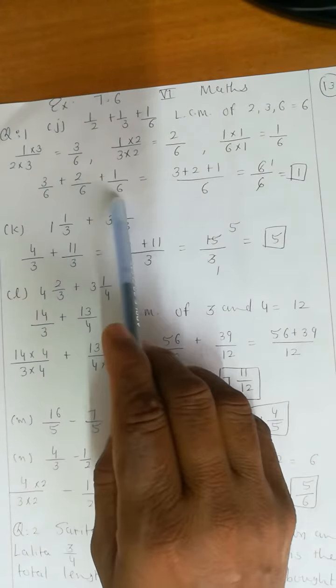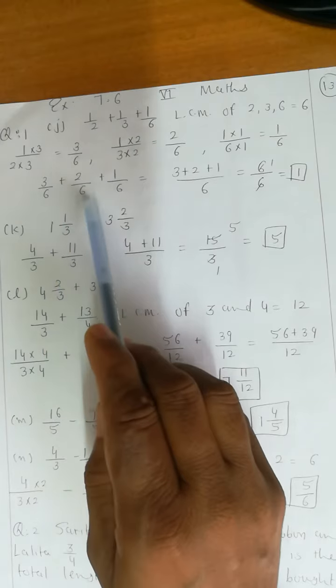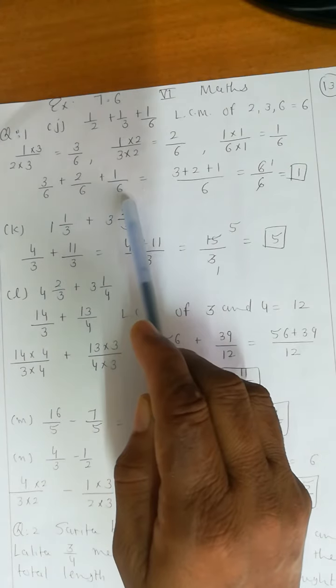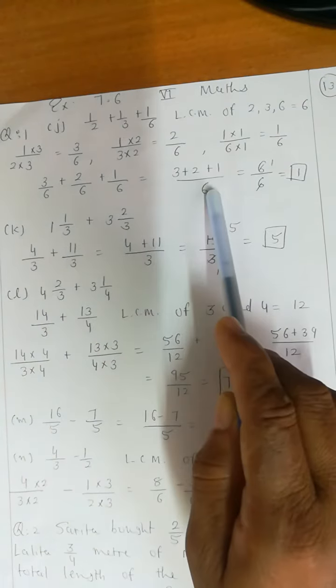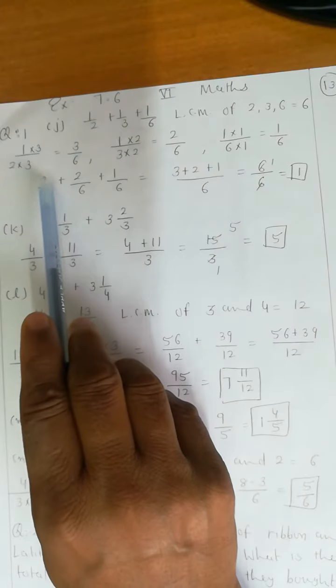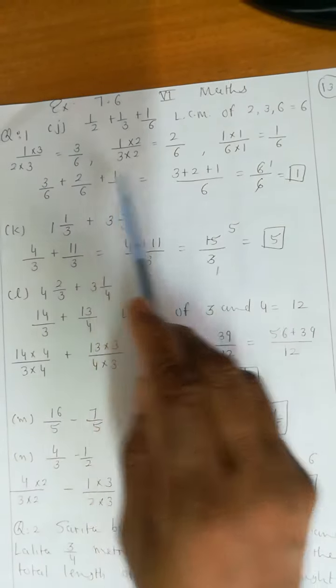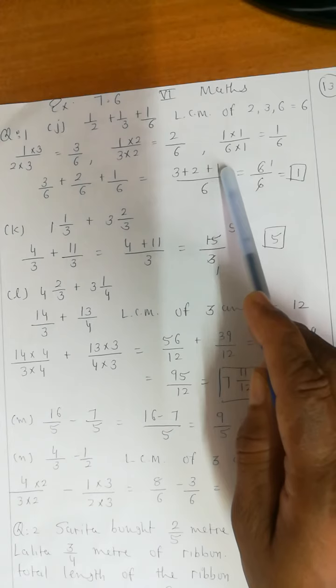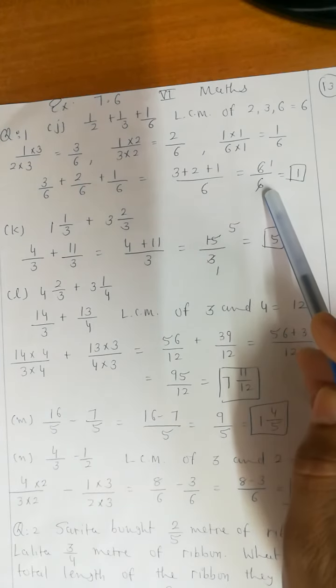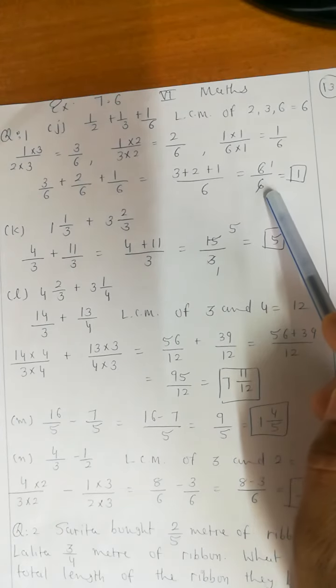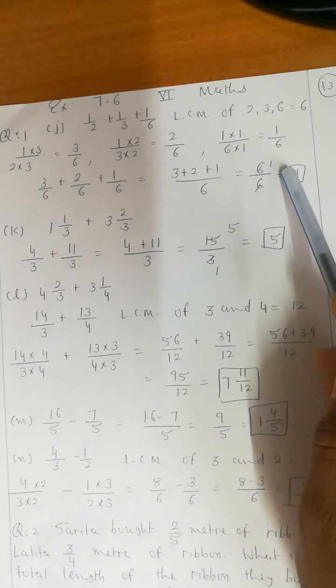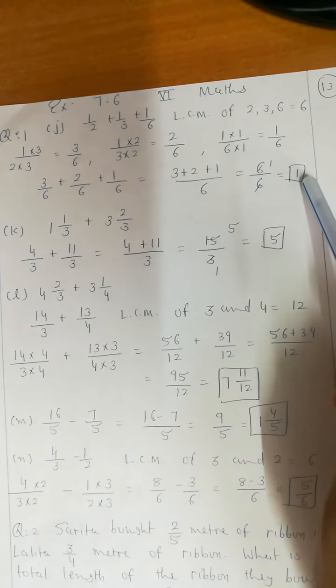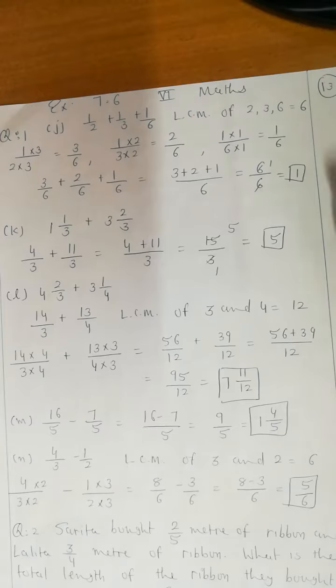Add all the 3 numbers. 3 upon 6 plus 2 upon 6 plus 1 upon 6. Denominator is 6. Add the numerator. 3 plus 2 plus 1. 3 plus 2 is 5, 5 plus 1 is 6, 6 upon 6 is your answer. Now you can cut, 6 ones are 6. Therefore 1 is your final answer.